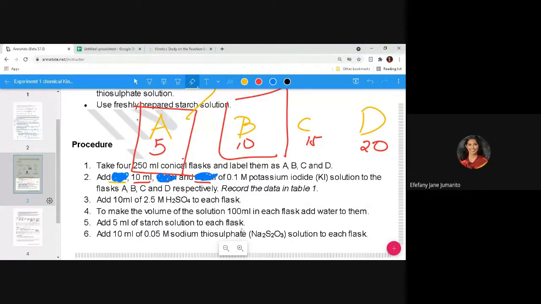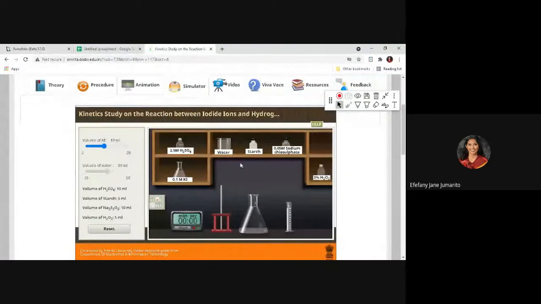Kalipay. Yes, ma'am. Add 10 ml of 2.5 molar sulfuric acid to the flask. Okay, so let's add 10 ml of sulfuric acid. So we have this one. Okay, this is our sulfuric acid.